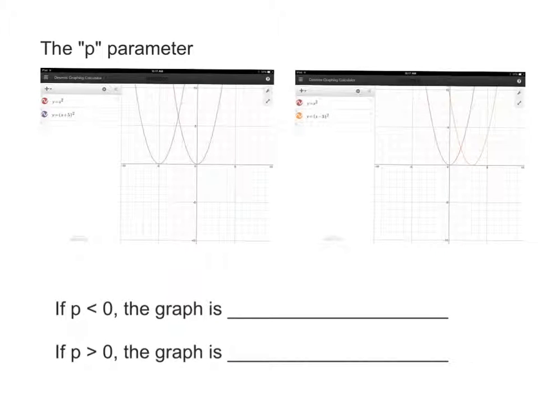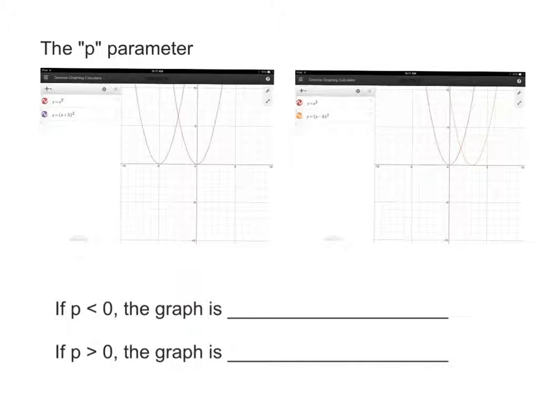The p parameter. Here we have y equals x squared again, the red one, but this purple one is y equals (x plus 5) squared. And what happens is the graph shifts over 5 to the left. In this one, y equals x squared is the red one, and y equals (x minus 3) squared, the yellow one, shifts over to the right.